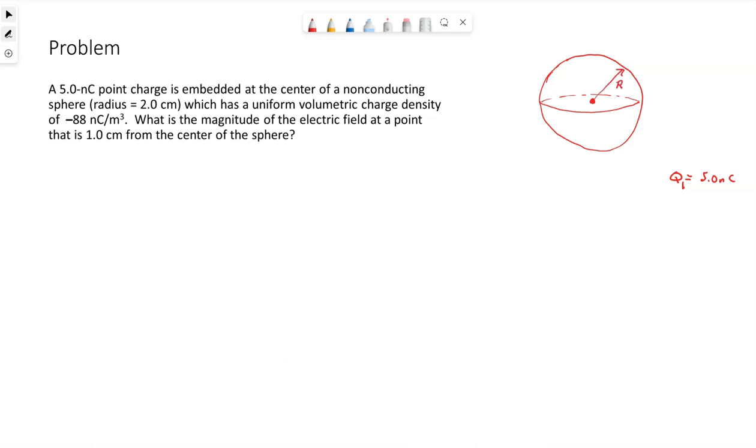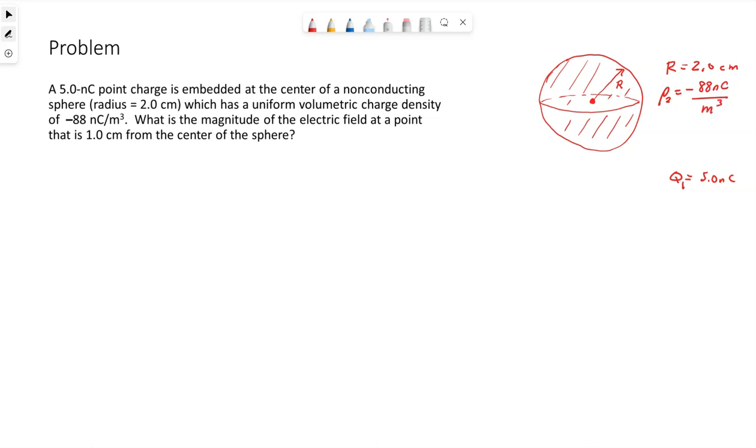I'm using capital R because I'm using this to represent the actual charged object. So this sphere that I've drawn is going to be my Q2. But I don't know the actual charge. They gave us a charge density. So I'm going to call that rho 2, even though there's not a rho 1, I just mean the second object that is charged.